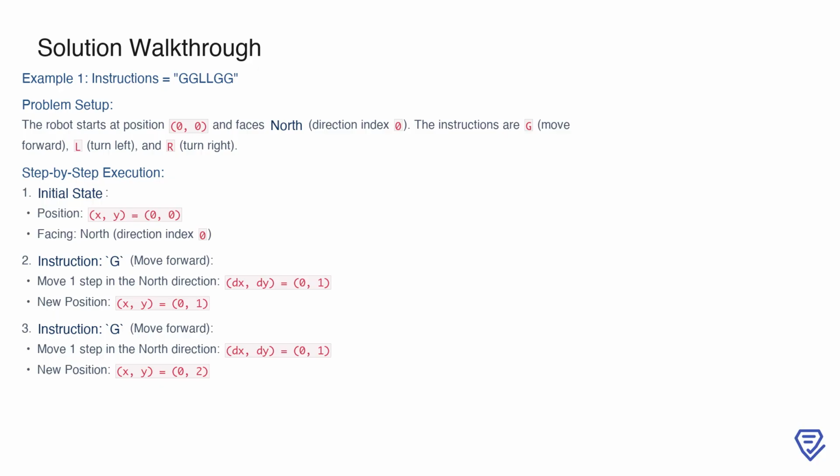Now, the first instruction G means the robot moves one step forward in the direction it is facing, which is north. Movement in the north direction corresponds to a change in the y coordinate by 1, so the new position becomes (0, 1). The next instruction G is another forward move in the same direction, so the y coordinate increases again by 1, resulting in a new position of (0, 2).